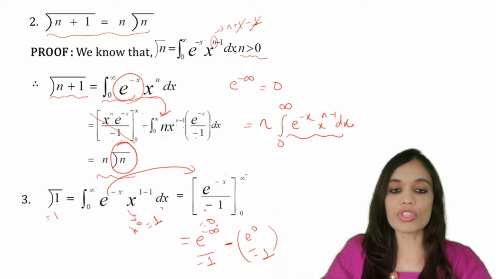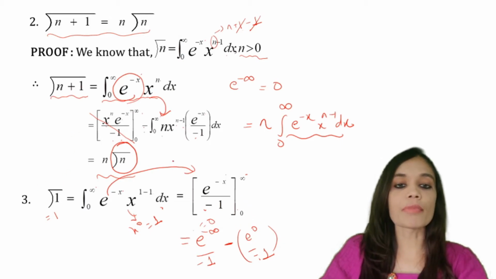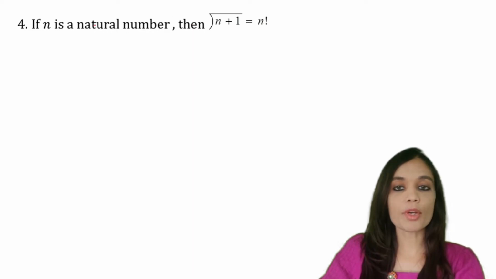So this will go to 0. Minus minus plus, and e raised to 0 is 1, right? So the answer of gamma 1 will be equal to what? 1, right? So now let's go to our next property.